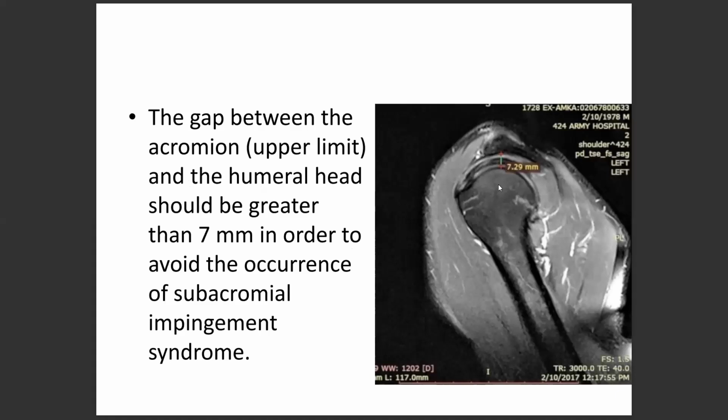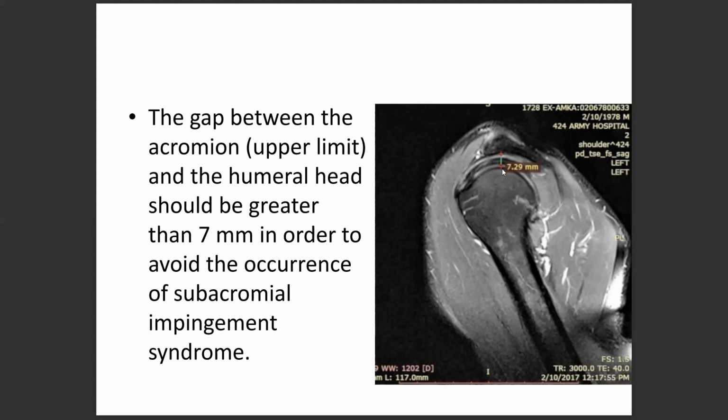Another thing we can assess on the MR scan of the shoulder in subacromial impingement is the distance between the acromion and the humeral head. This black structure is the acromion, this is the greater tubercle, and this is the humeral head. This is the distance.